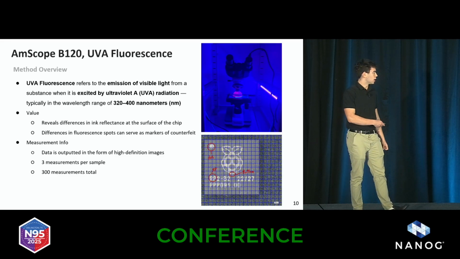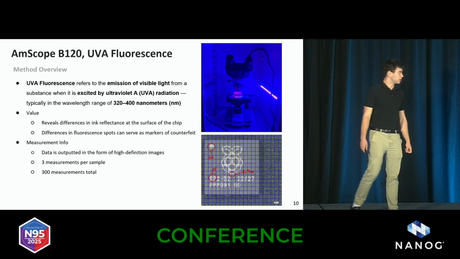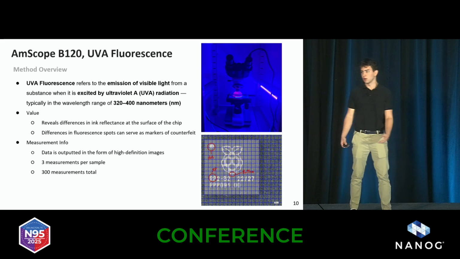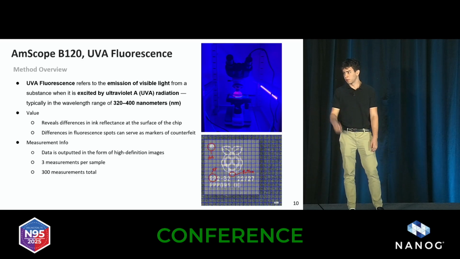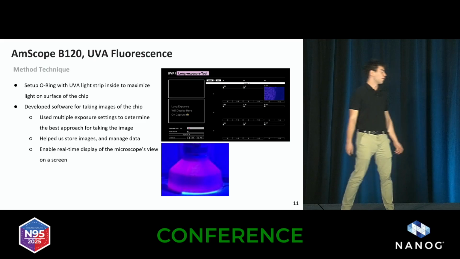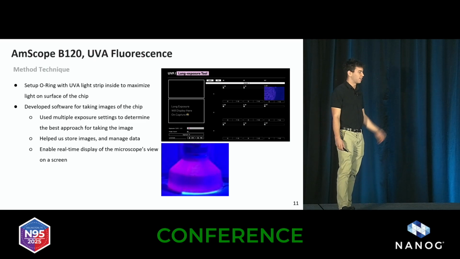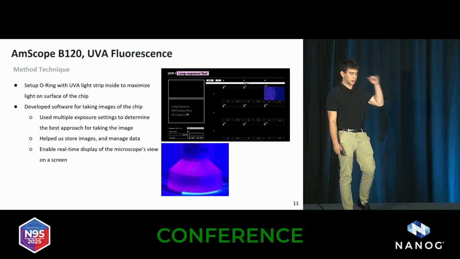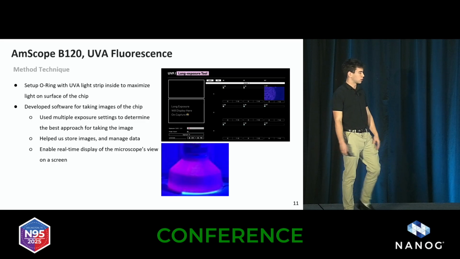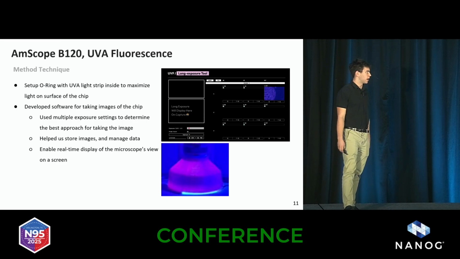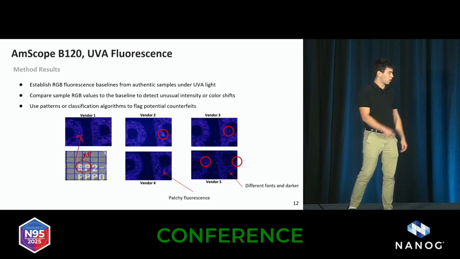And you can see here we had various places on the chip that we measured, and those are relatively arbitrary. We felt that those were going to be strong places to profile, and showing you the results here. So not the results yet, just going more into the methodology, apologies. We built an O-ring with the light strip inside to maximize the surface. We also built a little bit of software to handle the images and manage the data. And then here are now the results.